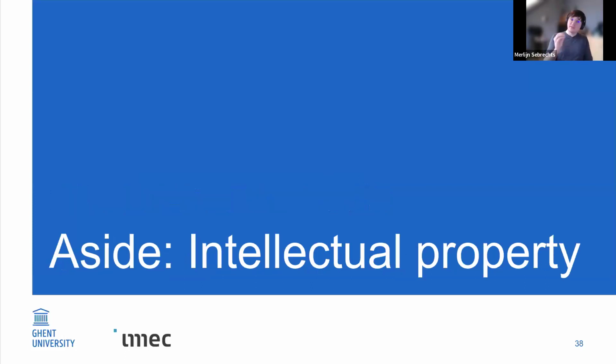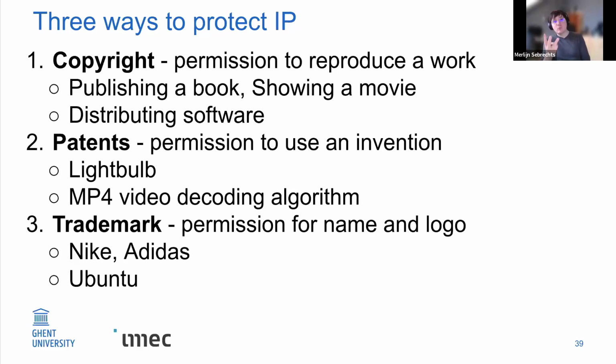But first, in order to talk a little bit about the business models of these companies, it's important to give a short introduction to intellectual property law, because that's very important for these business models. There are basically three ways that a company can protect software intellectual property. The first one is using copyright. Open source software and open source licenses all fall under the copyright umbrella.